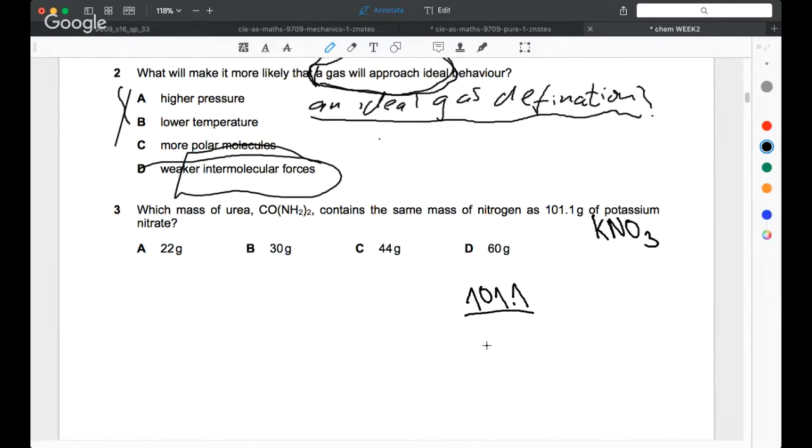What's your approach to doing this question? I'm going to find out how many moles there are in these 101.1 grams of potassium nitrate. Then find out how many moles there are of the nitrogen in that. Yeah, so there's twice the nitrogen in this one, so you just times it by 2. Maybe you want to try to calculate this question.